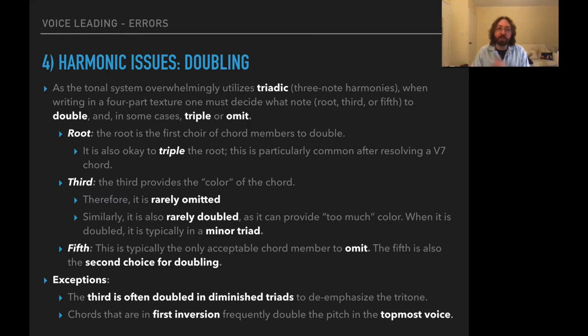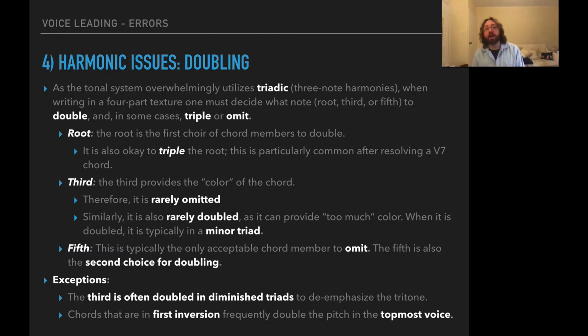So, the root is the first choice of chord members to double. It's the most stable, it's the one that defines the function, it's the one we want to emphasize the most. It's even okay to triple the root. This is very common when resolving a 5-7 chord. A common 5-7 resolution involves moving the bass up a fourth, resolving the leading tone up, taking the scale degree 2 down a step, and then resolving the scale degree 4 down a step as well. So you have sol, do, ti, do, re, do. So you've got 3 do's there.